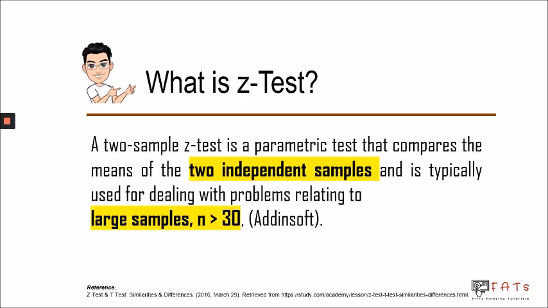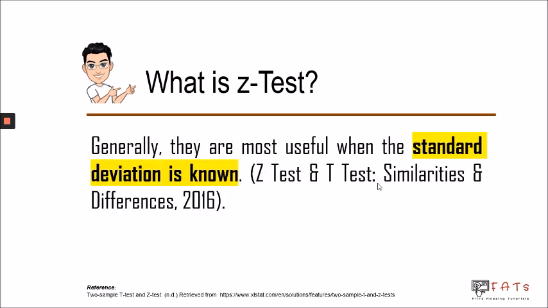And what is Z-test? Well, Z-test is a parametric test that compares the means of the two independent samples, and typically if the respondents are more than 30. So once again, please remember that the samples or the groups should be independent by nature. Generally, they are most useful when the standard deviation is known. So later in our demonstration, please take note that before we proceed to the z-test, we have to make sure that the standard deviation is computed.